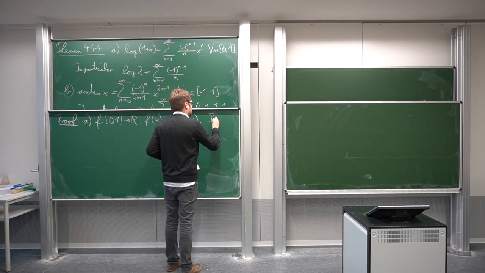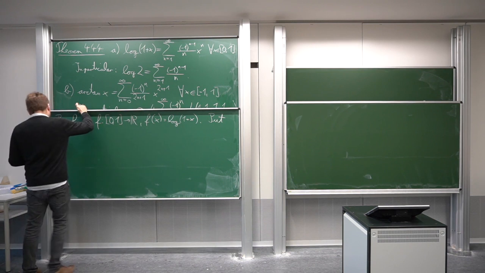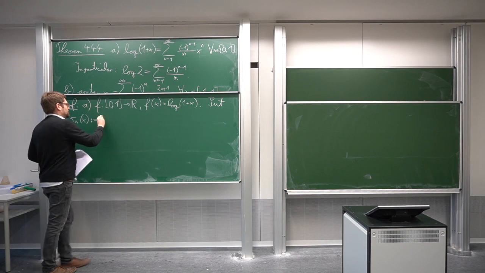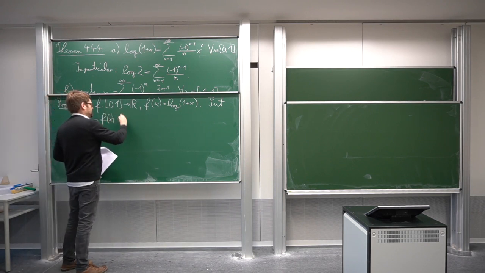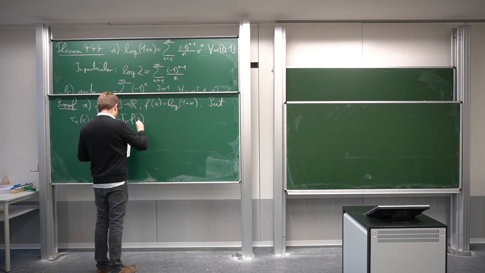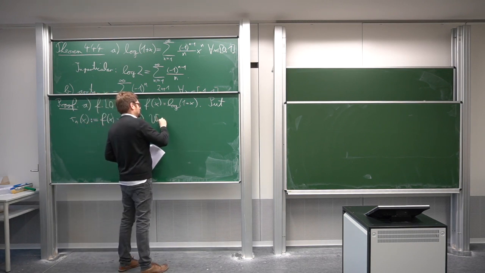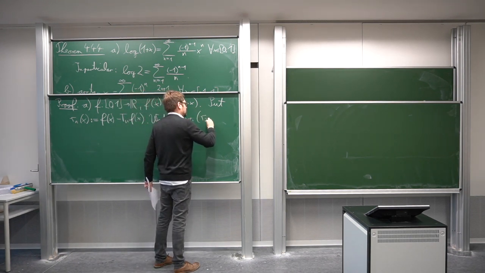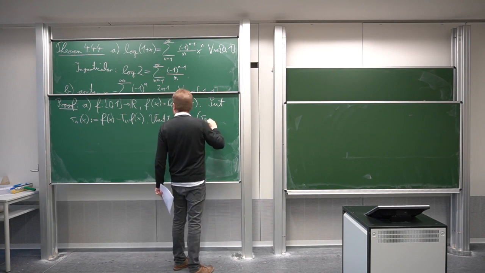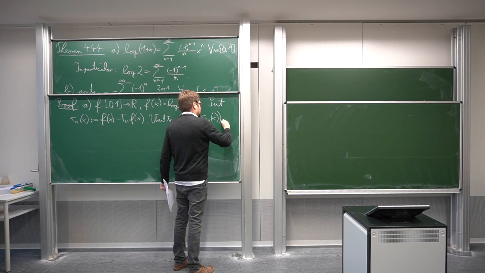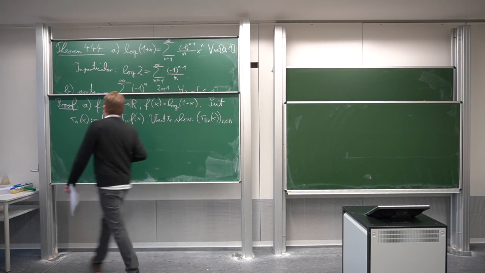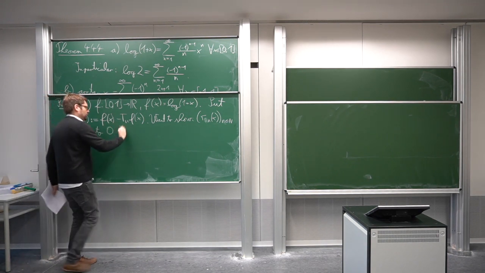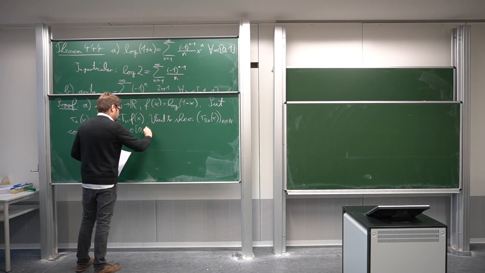And we now put Rn of x to be, again, the difference of f of x minus Tn f of x. And we want to show, and this is what we need to do, that the sequence Rn of x, n in N, converges to 0 for all x between 0 and 1.